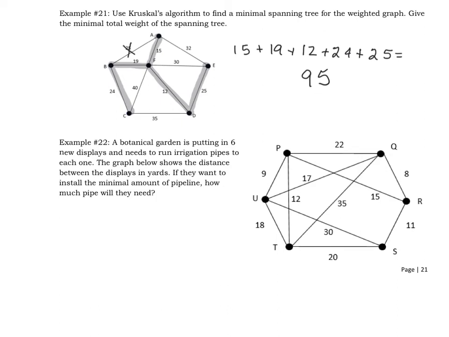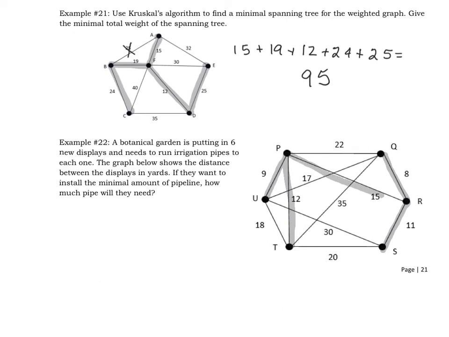Okay, so let's find the edge with the lowest weight, and I think we're here at 8. And then the next one would be 9. Then the next one would be 11. And the next one would be 12. I believe it's this one. And then it looks like the next one would be 15.